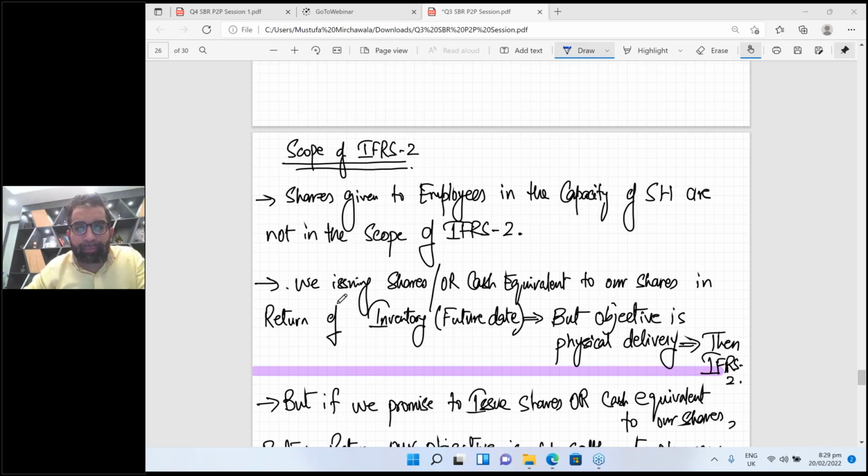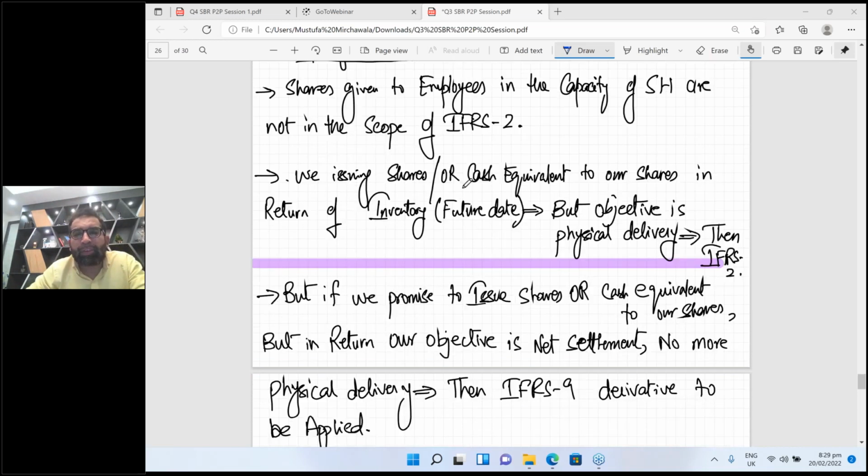Now, one more thing, listen. IFRS 2 is not always equity settled. It may be cash settled. Students, make up your mind. IFRS 2 does not deal only with equity settled, but it also deals with cash settled as well.